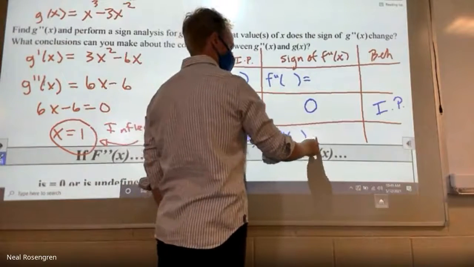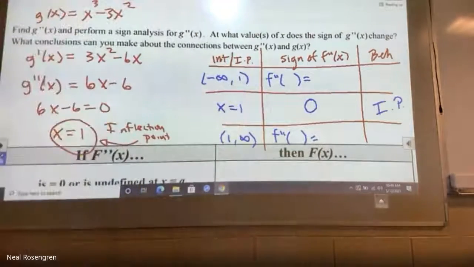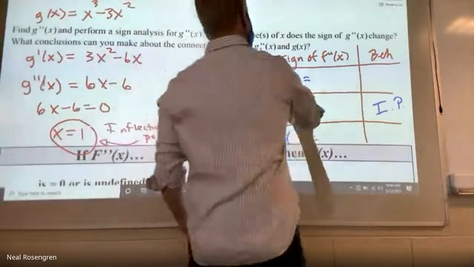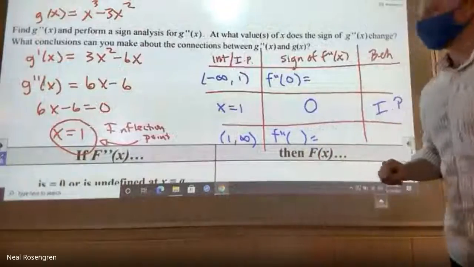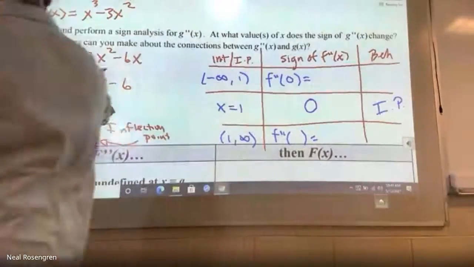So what do you think? We want to do this quick sign analysis for f double prime, and we've got all the numbers between negative infinity and 1 to choose from. What should we pick? Negative 2, 0, negative 1,000,000. Who cares? Doesn't matter which one. I'm going to pick 0 because that's real nice. Any chance I get to plug in 0 works for me. Where am I putting it? I'm putting it right here.